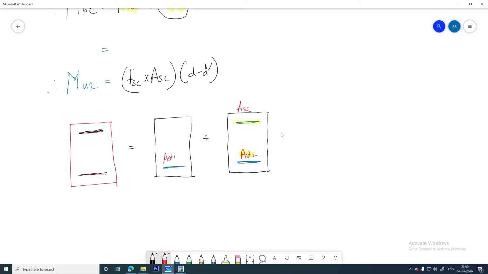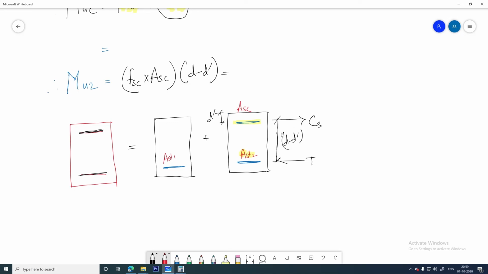Now for this ASC, what will be the lever arm? This will be the lever arm, because here we have the force, that is the compressive force due to the effect of steel, and here we have the tensile force, that is due to the effect of the tensile steel, and this distance is the lever arm, and that is d minus d dash. Why d dash? Because this distance is d dash. I have shown several times.